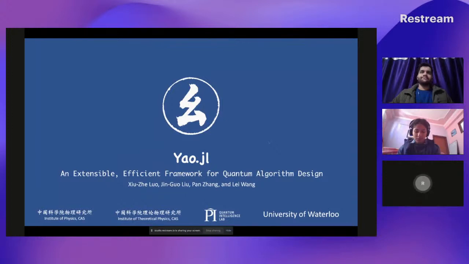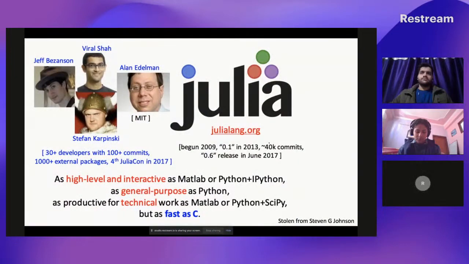So we developed this framework for variational algorithms. In case you haven't heard about Julia, all the work we did is based on Julia. It's a very nice language. It's a language aimed at technical work, such as MATLAB and Python. And it has flexibility like Python, but is as fast as C. I kind of stole this slide from Steven Johnson. So if you want to know more about Julia, you can check this website, julialang.org.